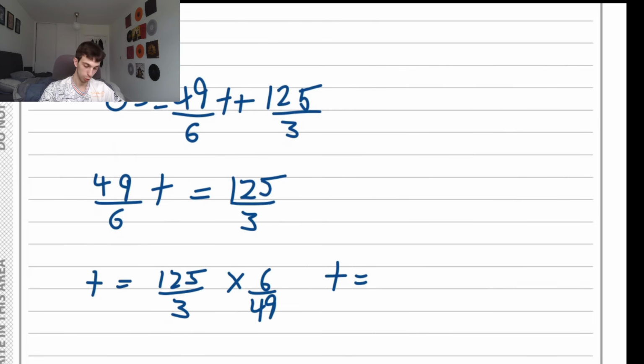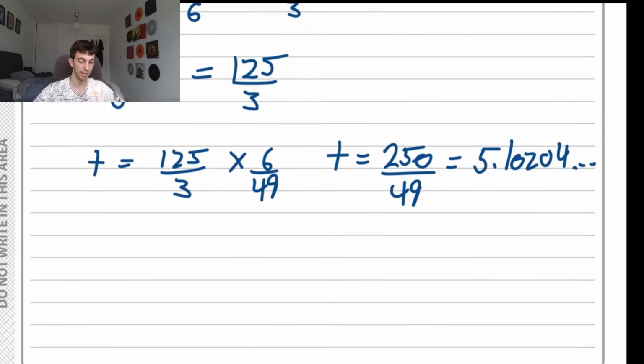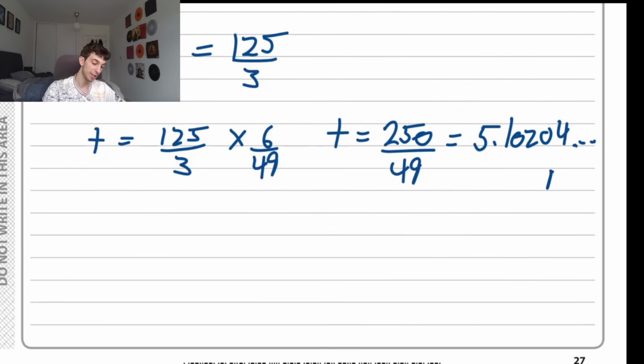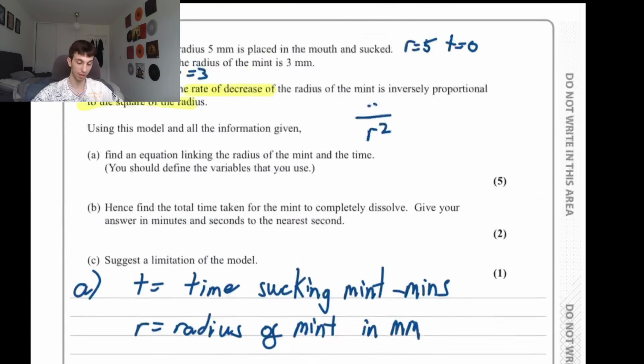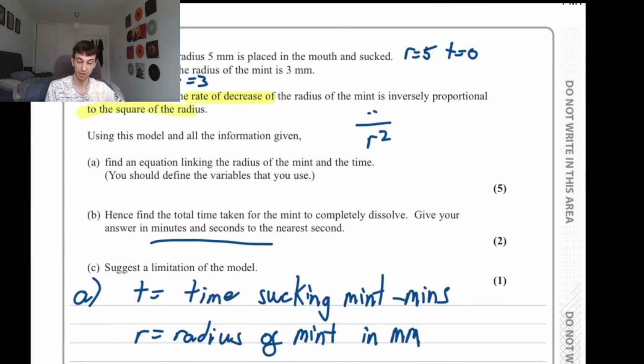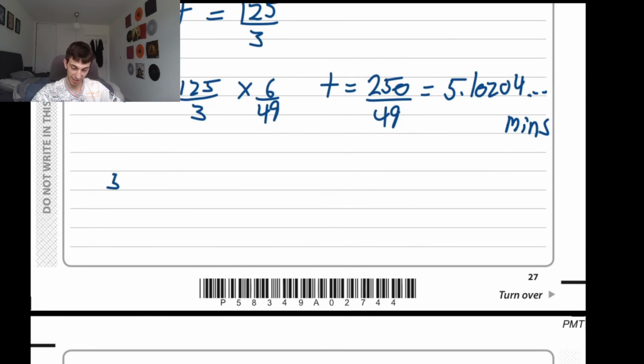That is going to be 250 over 49, which equals, I recommend to write as many decimal places as you can, 5.10204, and a few more there. So what we're going to do is we want this to be in minutes and seconds. That is currently in minutes. We need it to also have seconds. So how do they want it? They said very clearly they want it in minutes and to the nearest second. So we already have 5 minutes, and then to get seconds, we're going to have to take away 5 from our 5.10204.